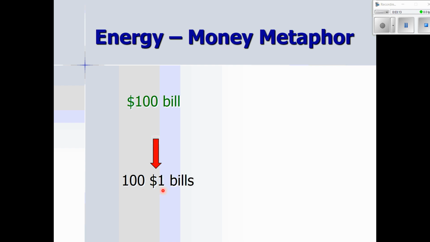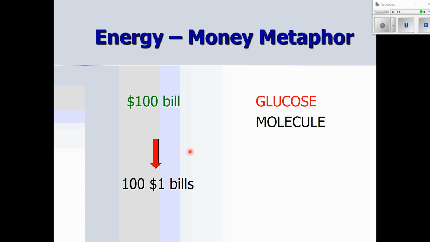$1 bills are very spendable. There's virtually no place where you cannot spend a $1 bill. And so sometimes it's better to have your spending power, your money, your currency in small units so that they're more usable. Energy works the same way. So glucose is the primary fuel that cells access for energy. And glucose represents a decent amount, a fairly large chunk of energy.